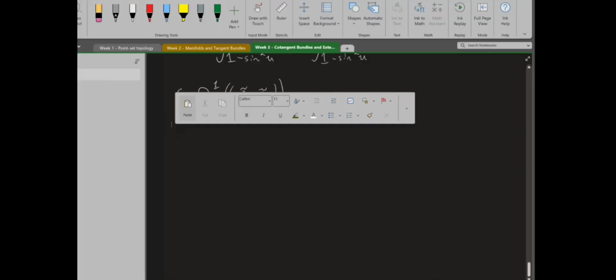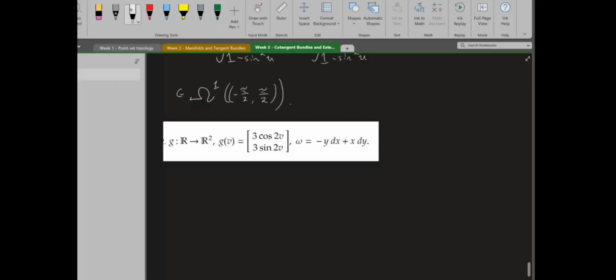Basically they get to be nice. It's just that sometimes you forget if you don't compute them for a while. Yeah, so omega is a one form. We're going to pull it back by G. Think of what these components are. This is X. This is Y.